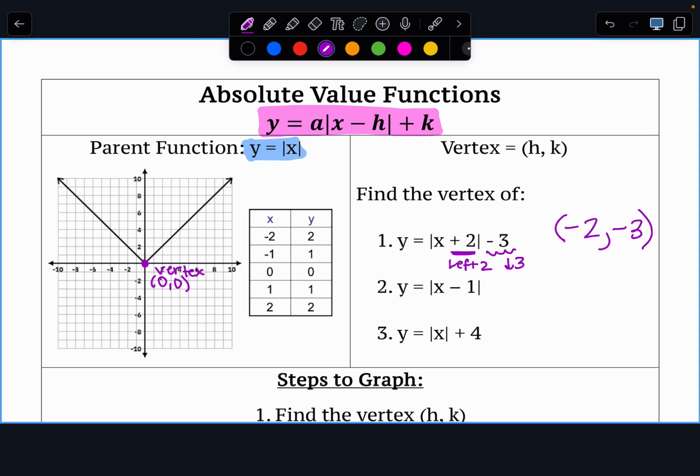Inside the absolute value, h is telling us to go right or left. Outside the absolute value, k is telling us to go up or down. Which way are we going here? It's right or left. Left. Right. Look above.